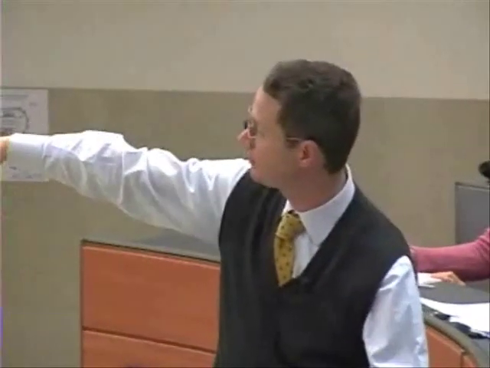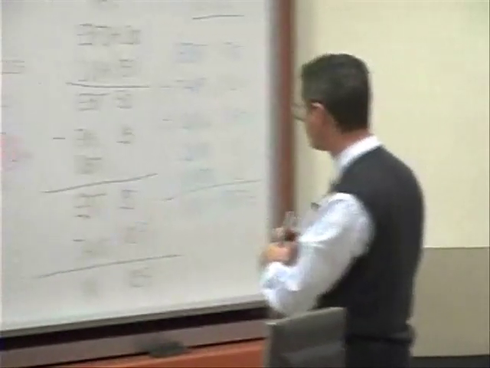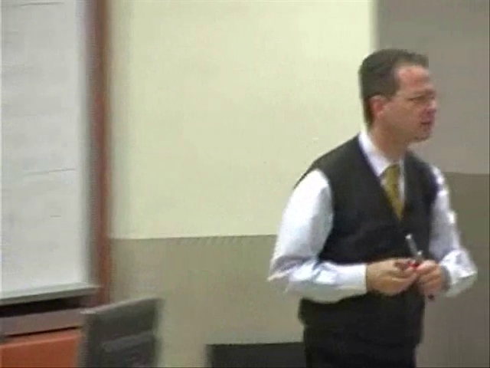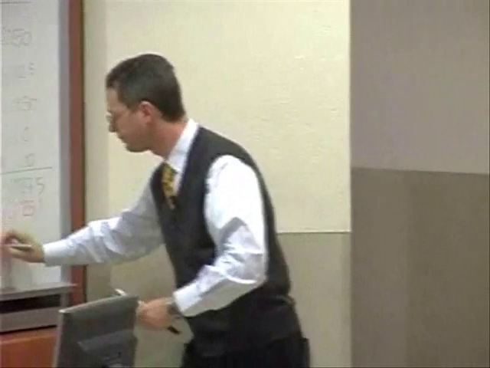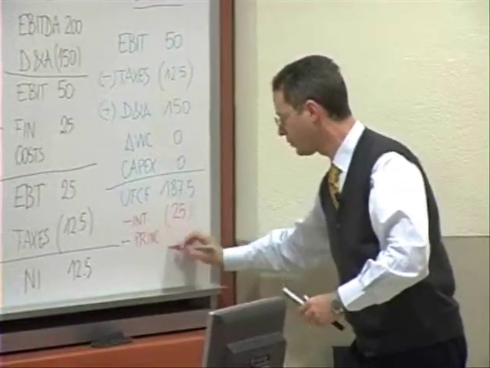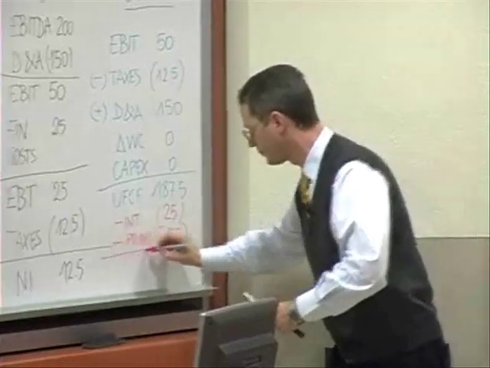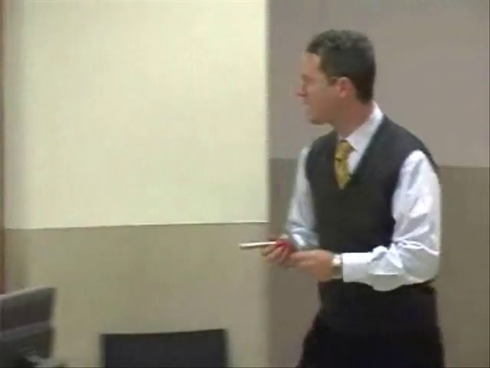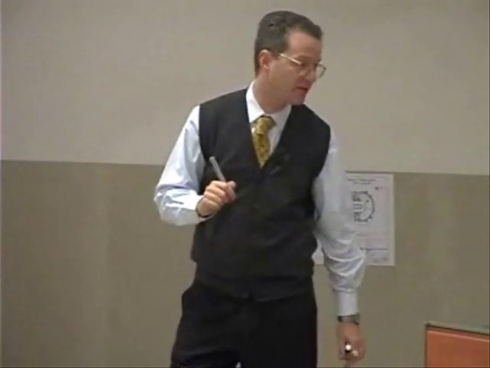What can I do with this positive unlevered free cash flow? Let's move on. Look at the exhibit. I must pay interest, and the interest is 25, minus interest 25. And then what else? I must pay principal, 125, minus principal 125. How much is the free cash flow to equity? Free cash flow to equity is 187.5 minus 150 is 37.5.